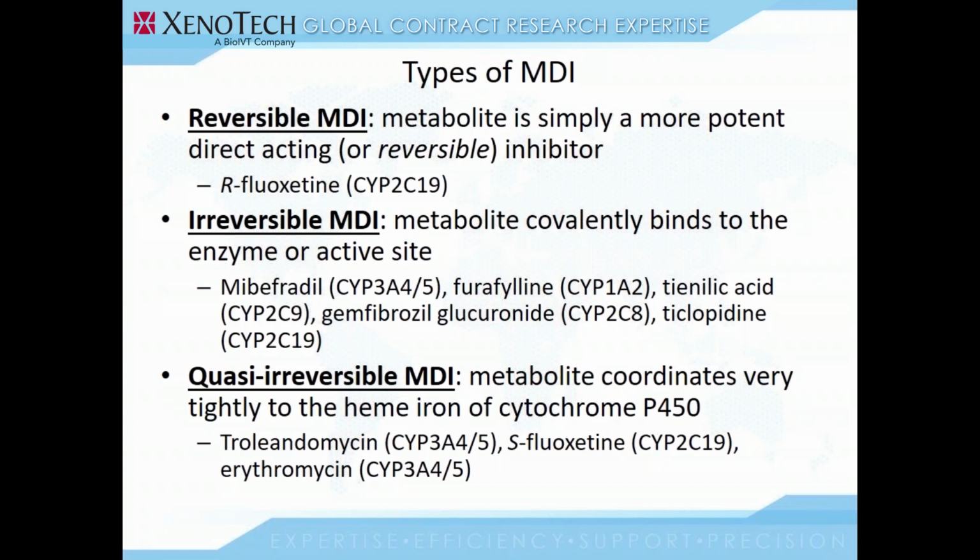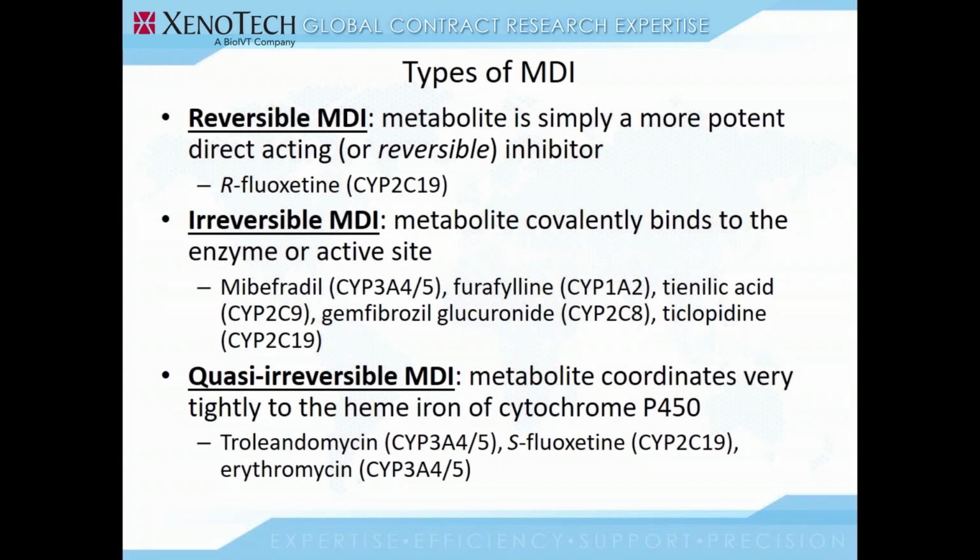For reversible MDI, the metabolite is simply a more potent direct-acting inhibitor, or it's reversible. Because the inhibitor is free to leave the active site, it is not actually inactivating the enzyme. And this type of inhibition can be overcome by the use of a saturating concentration of marker substrate, as well as the dilution of the pre-incubated sample. Both are used in the standard design of the Ki and kinact.